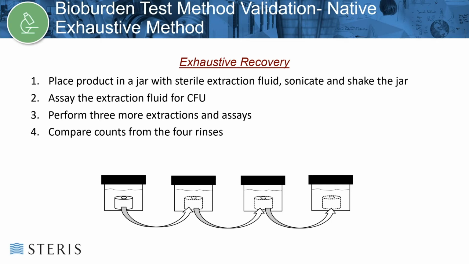From the native exhaustive bioburden method validation, we place the product in a jar and add sterile extraction fluid. We sonicate and mechanically shake the sample, then assay the extraction fluid by filtration. We then re-extract the sample in the same manner 3 additional times, filtering the extract from each rinse.